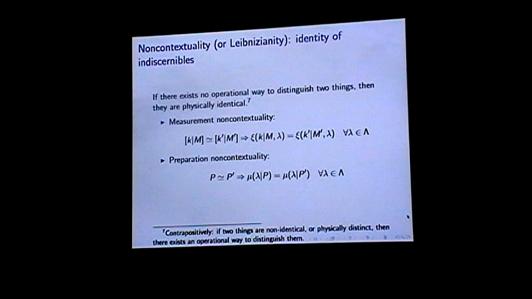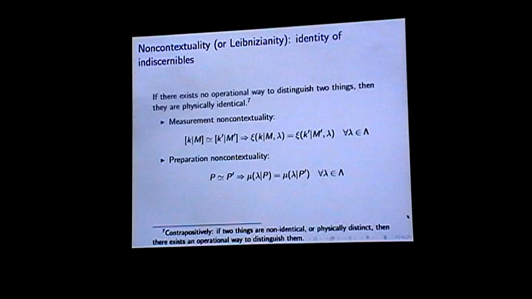Contrapositively, this means that if two things are non-identical, if in the ontological model they have different descriptions, then there should exist an operational way to distinguish them. So in some sense it's saying there are no redundant distinctions in the ontological model.